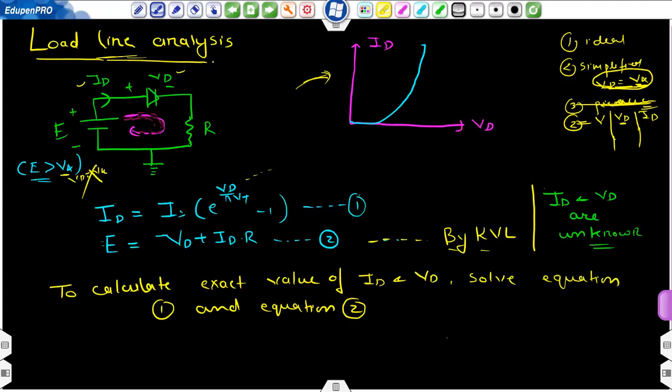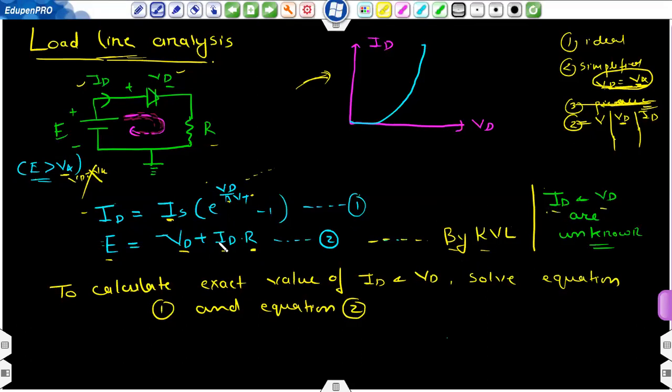In these two equations, E is given, R will be given. So you have two unknowns, Vd and Id. In the first equation, Is will be known to you. Is is fixed for any particular diode. Vt you know, and eta will also be given. So again, two unknowns, Id and Vd. In equations 1 and 2, except for Id and Vd, all the parameters are known. So you have to solve these two equations for Id and Vd.